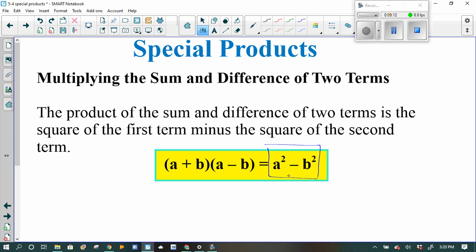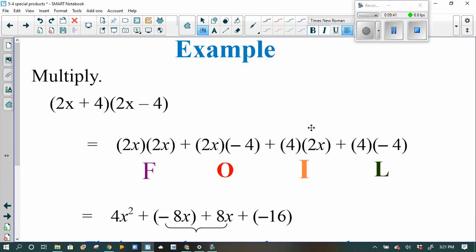Notice what happens: a while ago we had a squared plus 2ab plus b squared. Notice this time it's a squared minus b squared. This whole middle term disappeared. The reason the middle term disappears is because this is a plus and this is a minus, so they cancel each other out. So these are shortcuts. And again, if you want to do FOIL, you can do FOIL: first, outside, inside, last.